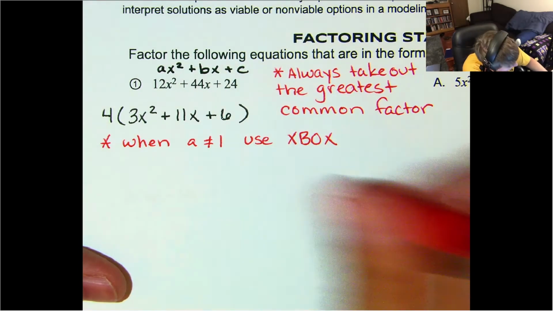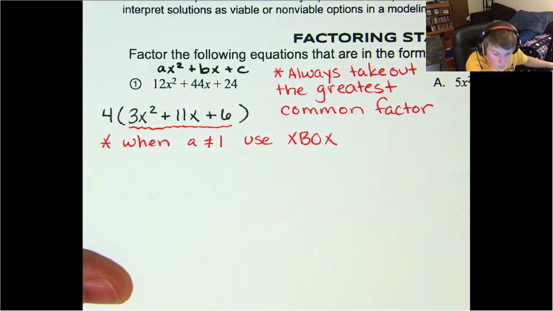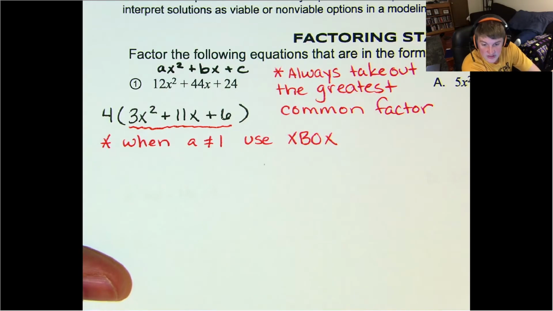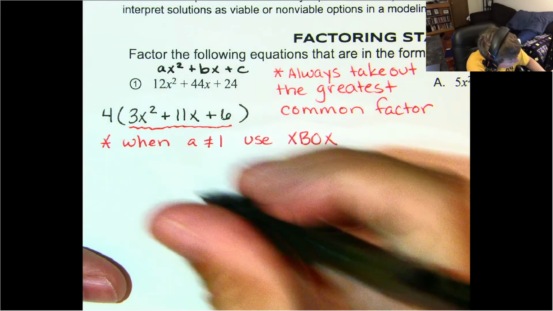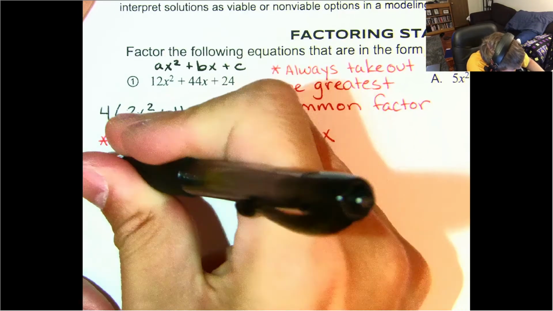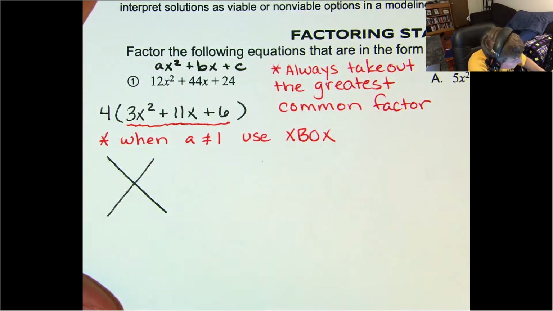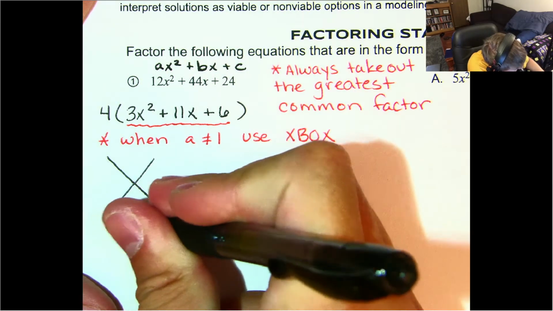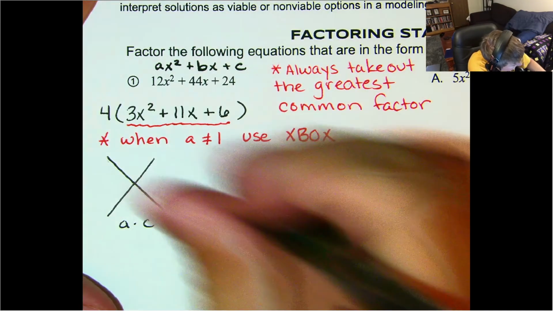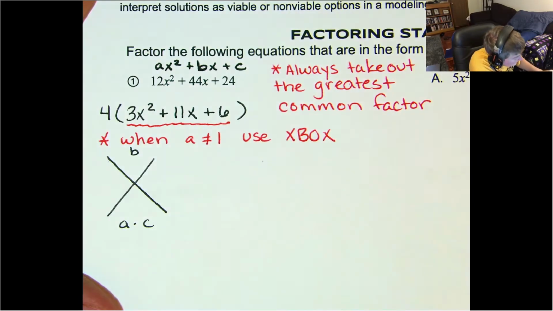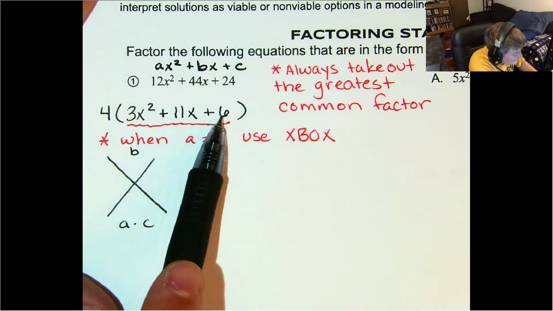After you take the greatest common factor out, we can temporarily forget about the 4, and we're only focused on factoring what's inside my parentheses here. I had just underlined it. So what we're going to do is set up an X. That's the X part of Xbox, right? You want to put your a times c value here and your b value here. My new a, b, and c values.